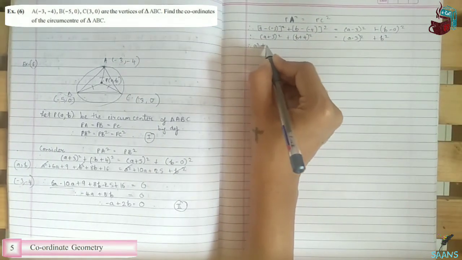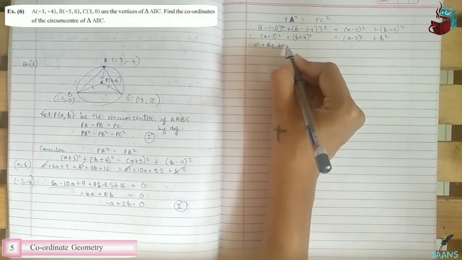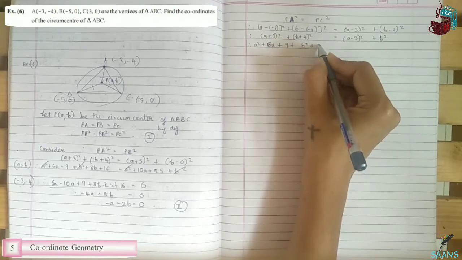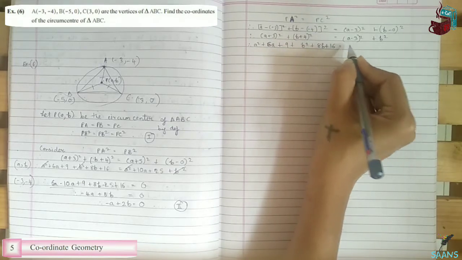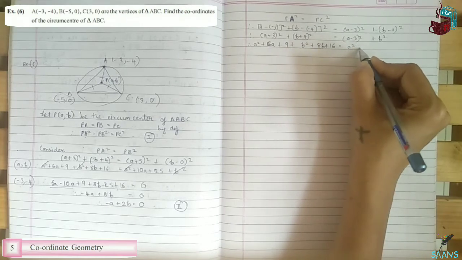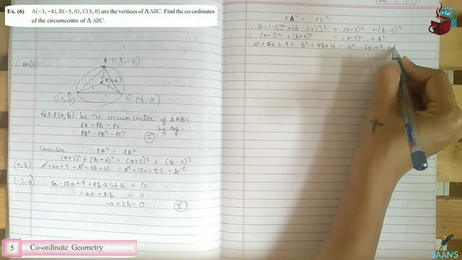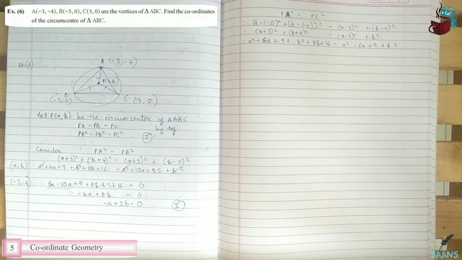a square plus 6a plus 9 plus b square plus 8b plus 16 is equal to a square minus 6a plus 9 plus b square. Okay, so this is opening the brackets, nothing but a plus b the whole square and a minus b the whole square, the opening of the brackets.